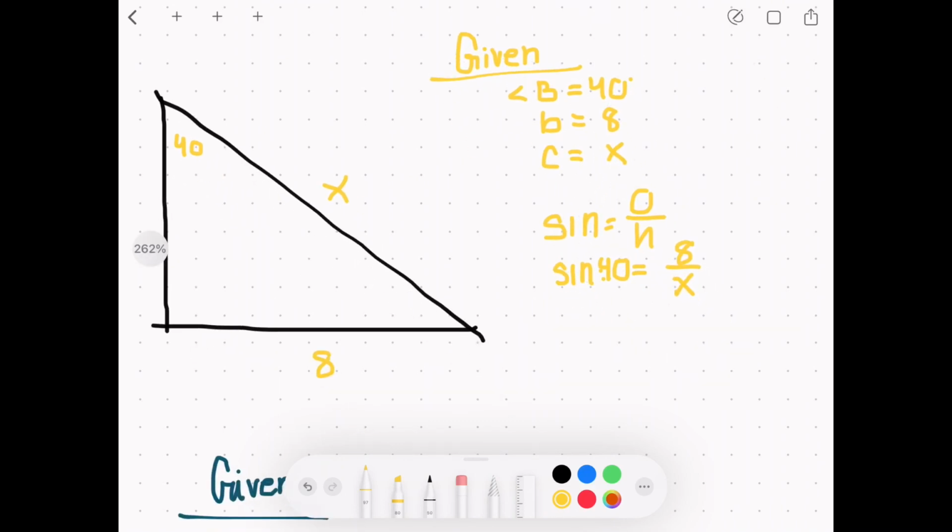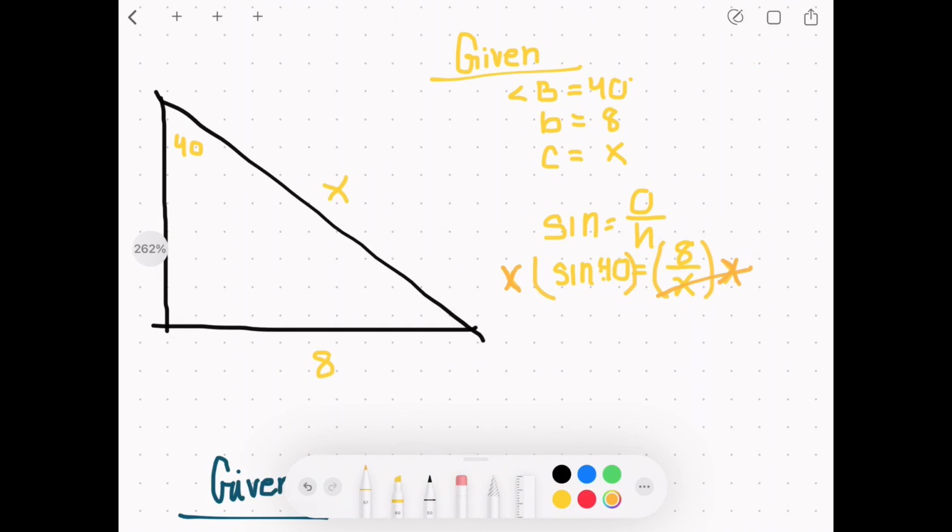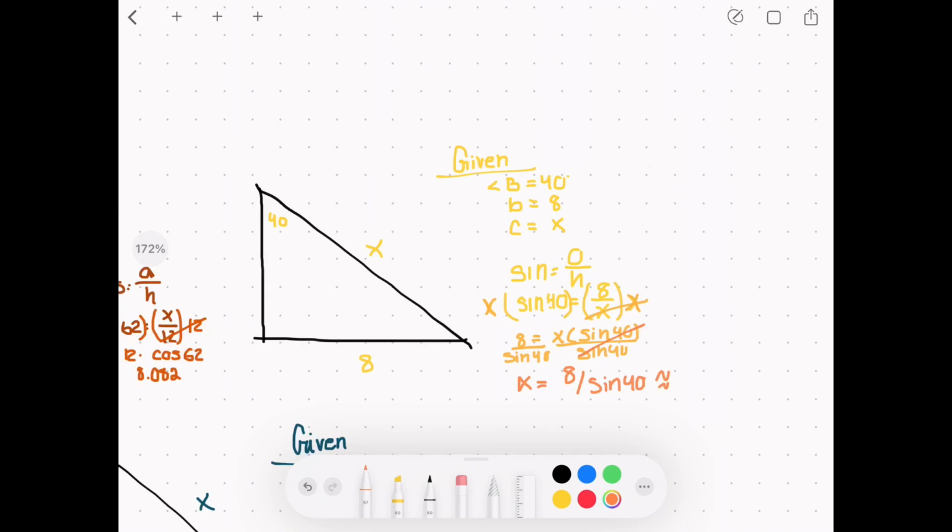So now we have a function with x as the denominator. What you're going to do here is multiply either side by x to cancel that out. Now I've isolated 8, but now you have to isolate x, so you're going to divide either side by sine of 40. So x equals 8 divided by sine of 40. That means your answer should be approximately 10.74.